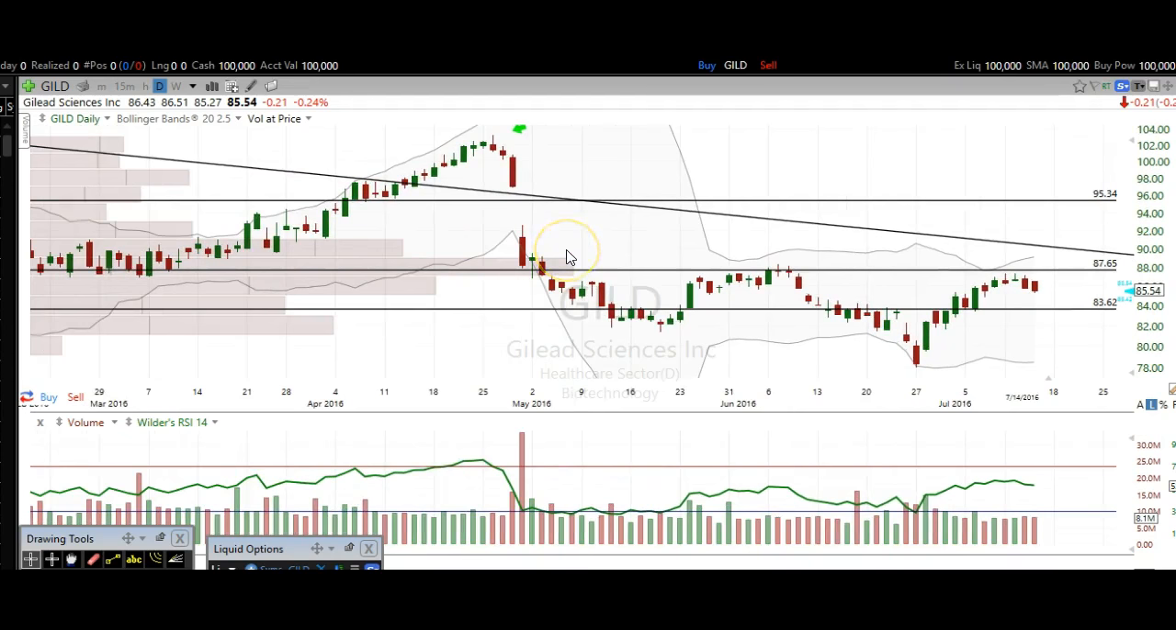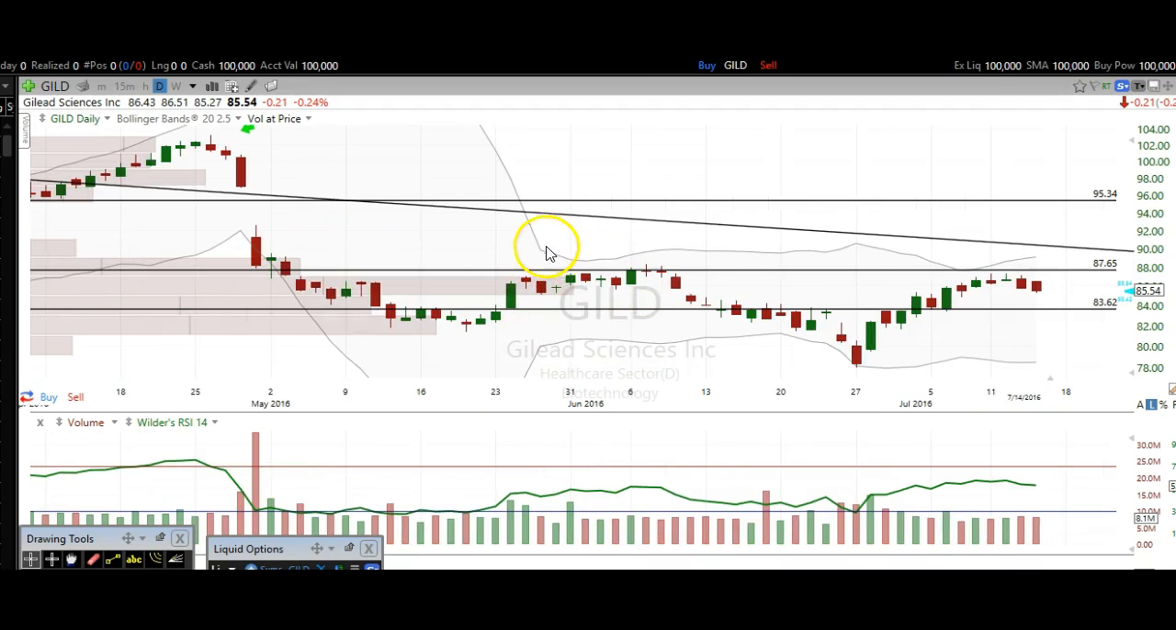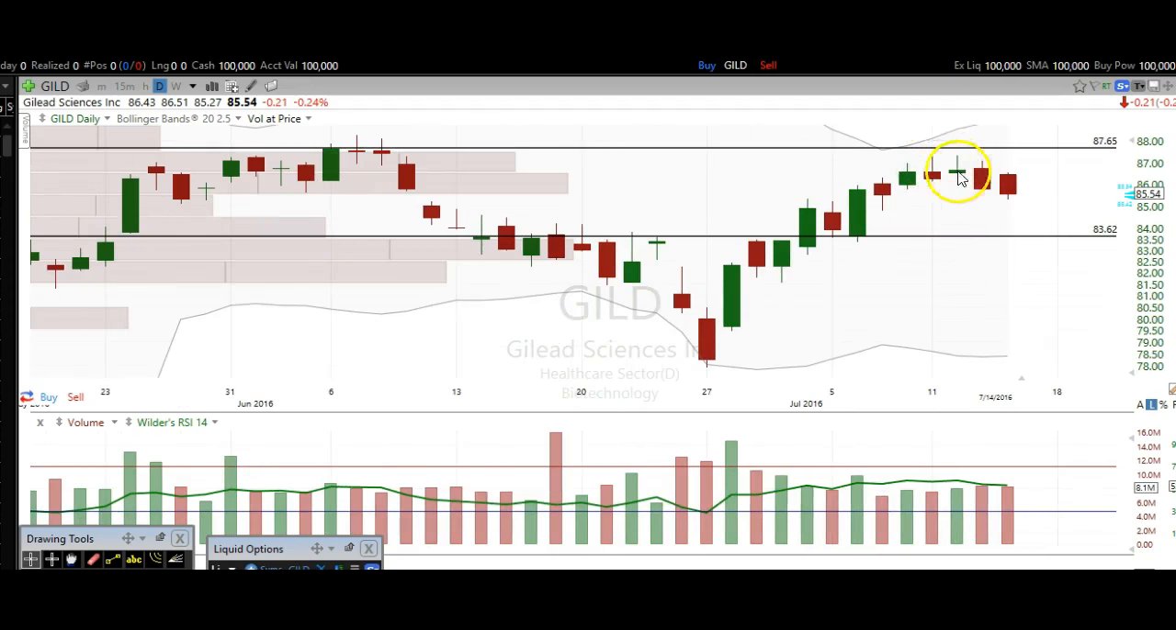And Gild, we've got a couple things going on here. We've got resistance at about 87.60, and that's from the highs of these candles right here, as you can see. We got rejected at it several times right here. And on the bottom side, we've got support at about 83.60. So 87.60 and then 83.60.